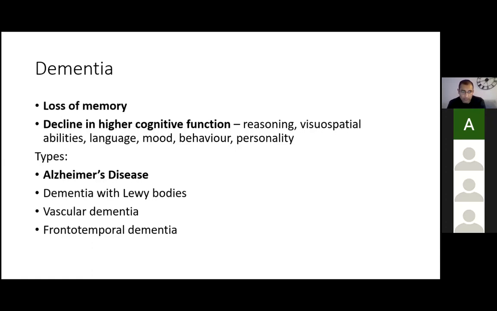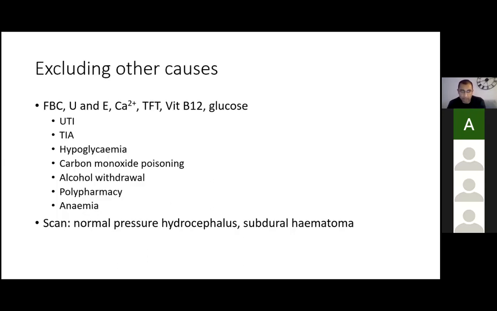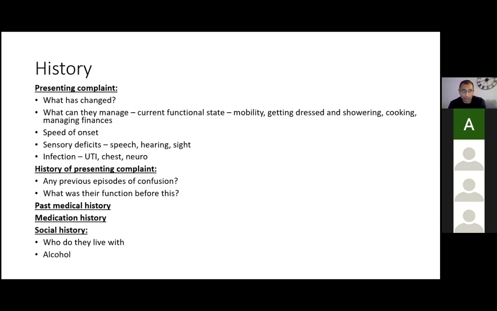So dementia is a loss of memory and a decline in high cognitive function. Types of dementia will be Alzheimer's disease, dementia with Lewy body, vascular dementia, frontotemporal dementia. So whenever you're thinking about this, you want to rule out other causes. Again, full blood count, urinary calcium, thyroid function test, B12, glucose. Rule out other causes such as UTI, alcohol withdrawal, polypharmacy, and again, you'd want to do a scan to look for any other causes such as normal pressure hydrocephalus or chronic subdurals.